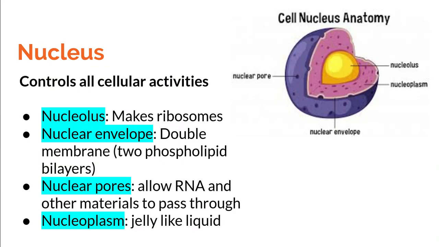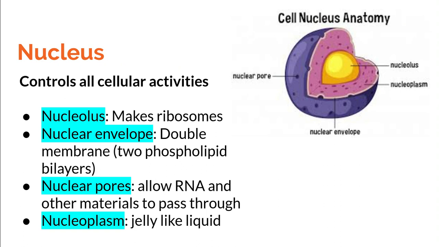All right, to get started, something that is found in both plant and animal cells is the nucleus. And in general, the role of the nucleus in the cell is to control all cellular activities. It's also where the genetic information is stored in the cell. Within the nucleus, there are a few different components that you'll need to be able to recognize.